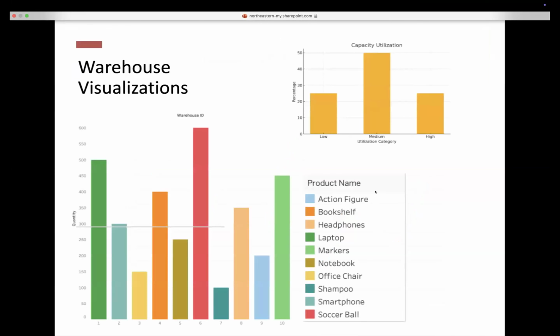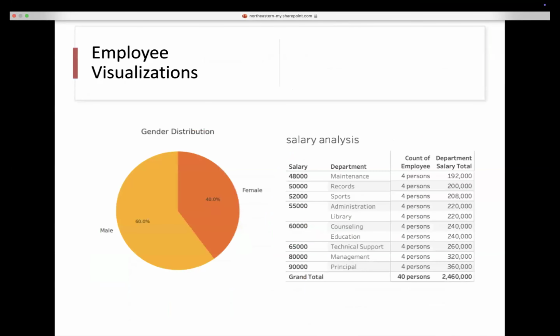Right here we can see the total amount of transactions for different kinds of products, so we can know who the best seller is, and then we can maybe have more inventory of it. Right here is our warehouse visualization, so we can know the distribution of different kinds of goods, their capacity, and how much inventory we have. Right here we have some employee visualization, so we can know the percentage of different genders, and we could also know their salaries and their departments, and also their total salaries.